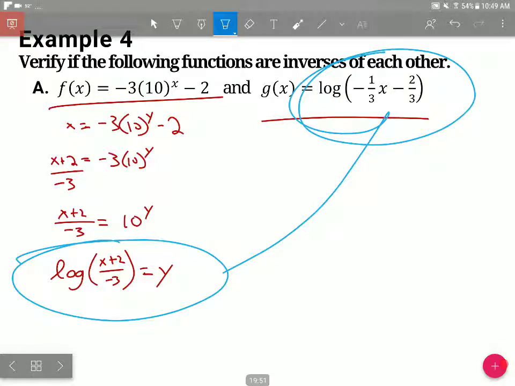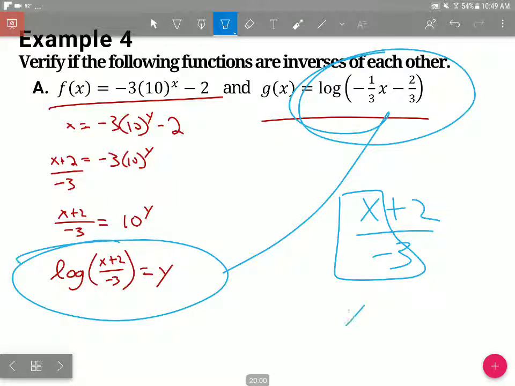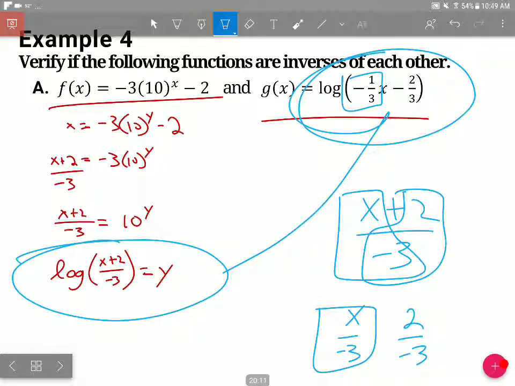Well, let me ask you this. If I were to split, okay, so you got x plus 2 over -3. Well, that really is an x over negative 3 and a 2 over negative 3. Is that negative 1/3 x? Yeah, it is. Is 2 over negative 3 negative 2/3? Yeah. So it is the same thing. It's just written a little different.